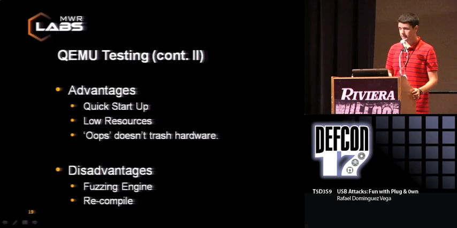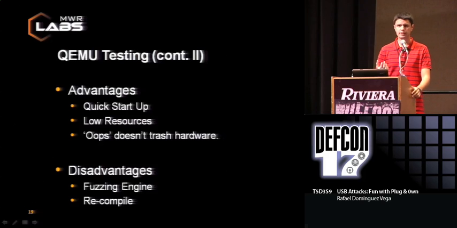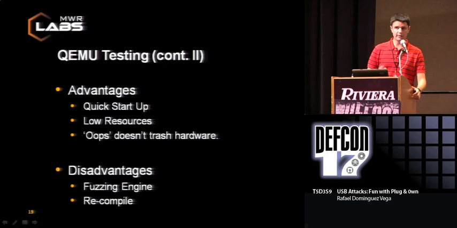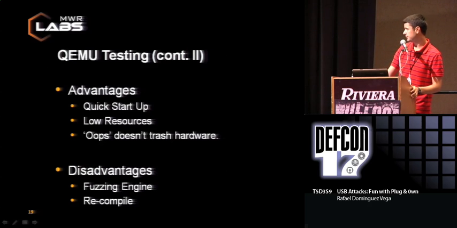The main disadvantage is that we lacked a proper fuzzing engine. And what I mean by a fuzzing engine is something that is going to be creating fuzzing cases for our fuzzing. We were relying on text files containing malformed data, and every time that we wanted to create a bunch of fuzzing cases, we had to recompile QEMU with all our fuzzing cases.